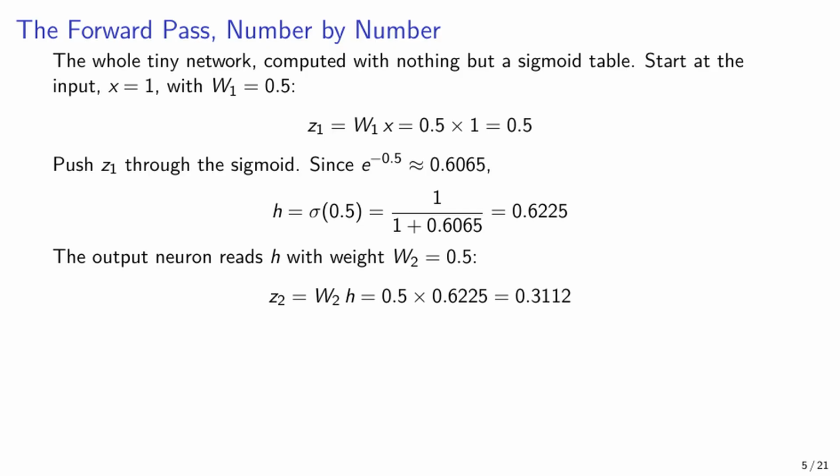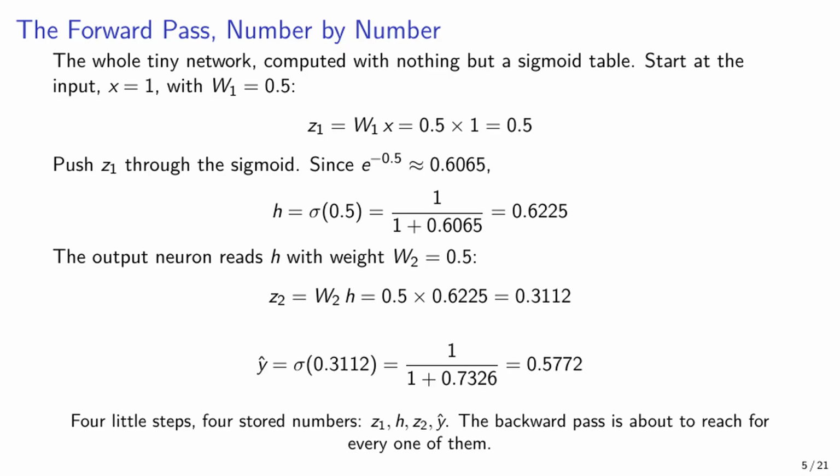So Z2 is 0.5 times 0.6225, which is 0.3112. One last sigmoid. Y hat is the sigmoid of 0.3112, which is 1 over 1 plus e to the minus 0.3112, that is 0.7326, giving 0.5772. 4 little steps, 4 stored numbers: Z1, the hidden value, Z2, and y hat. Keep all 4 on the table, because the backward pass is about to reach for every one of them.